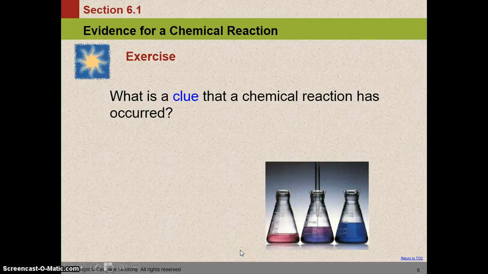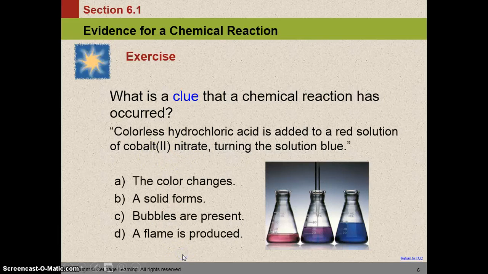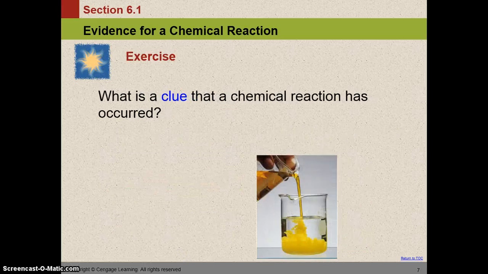And this one, what is the clue a chemical reaction has occurred? We have a pink solution and a blue solution. We put them together, and we end up with kind of a purple. So they give you that the colorless hydrochloric acid is added to a red solution of cobalt-2 nitrate, turning the solution blue. So the color changing is evidence of a chemical reaction.